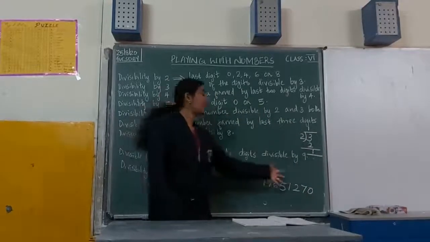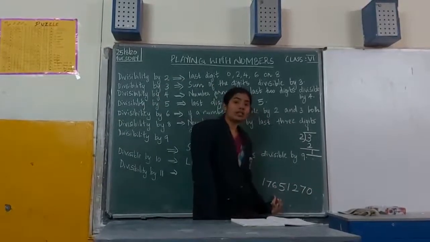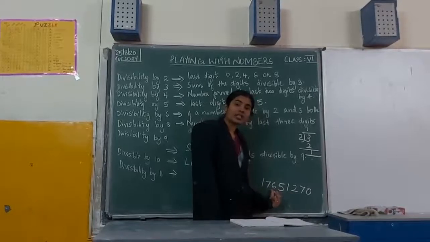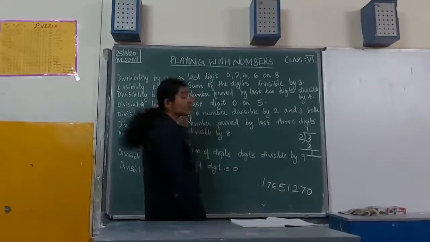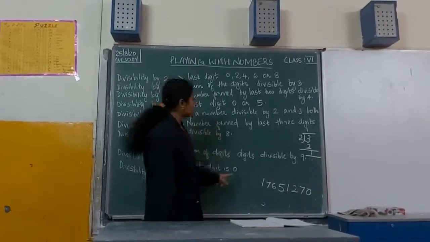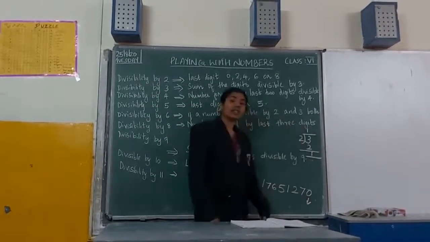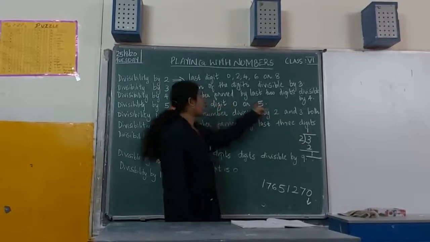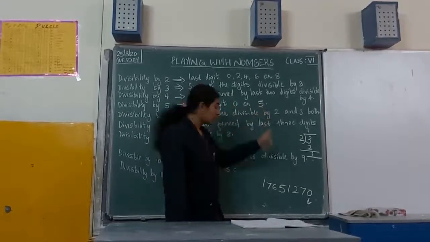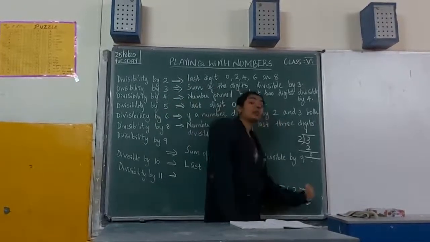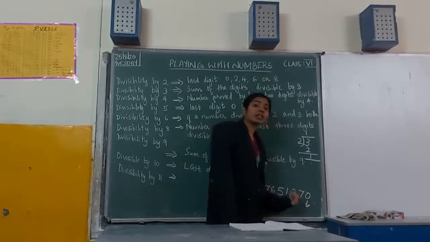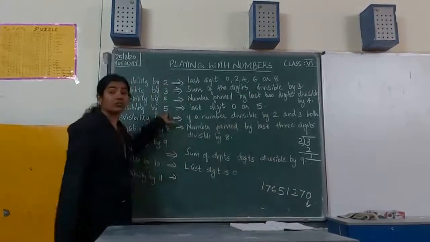See this much large number they are giving. It is so difficult to check the divisibility, so we are applying this rule. What is the rule? Check the last digit. Which is the last digit? That is 0. So this condition is satisfied, so we can say the given number is divisible by 5.